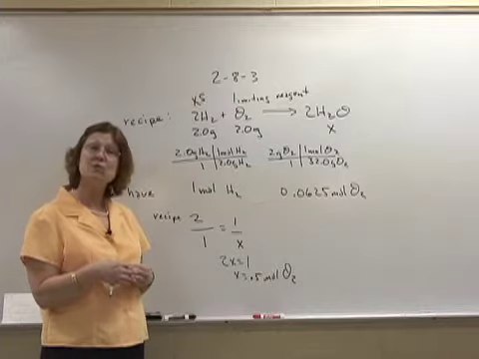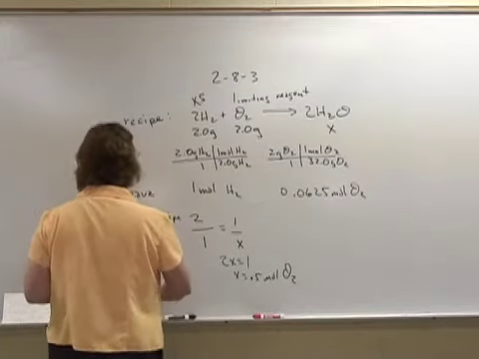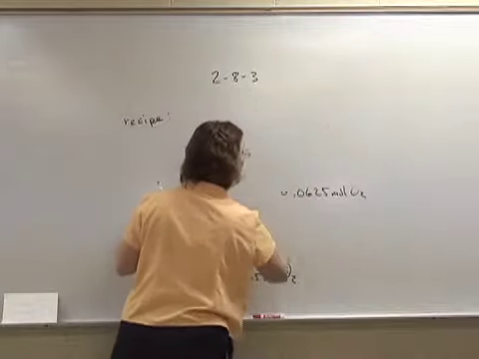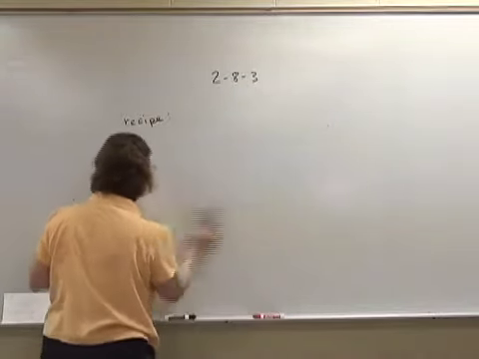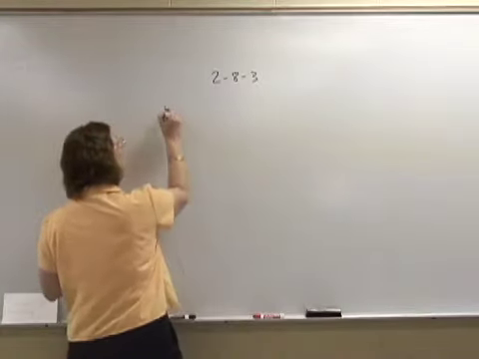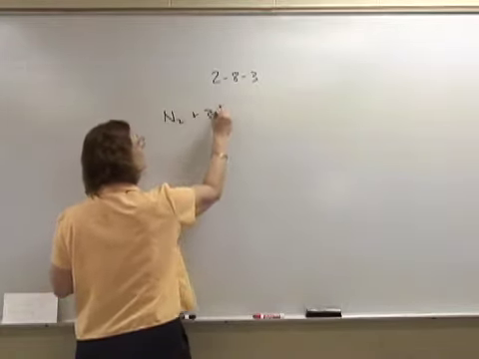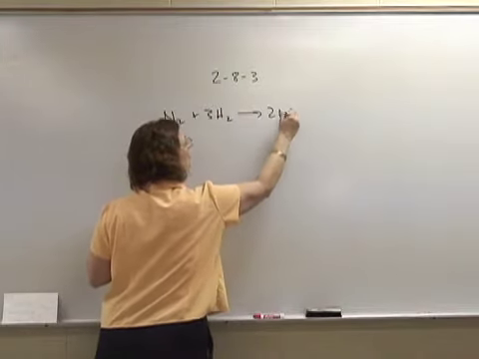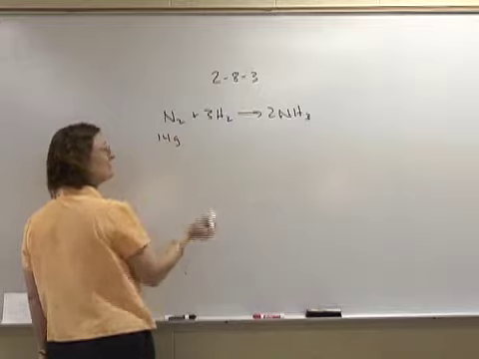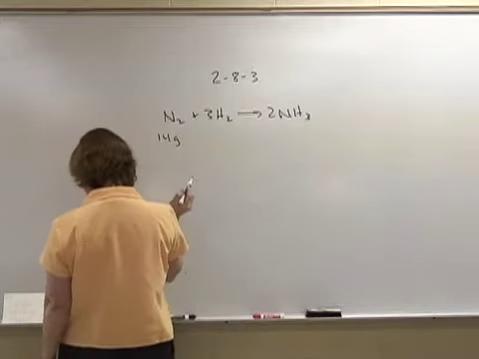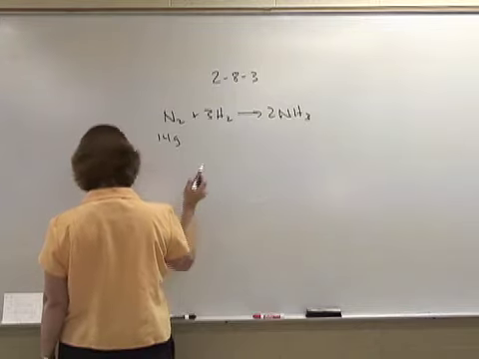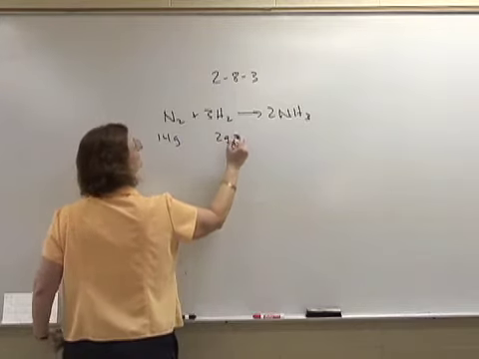Now I'm going to give you one more example. In this example, we're going to have ammonia. We are going to produce ammonia from its elements. So nitrogen plus 3 hydrogens gives me 2 ammonias. Now I have 14 grams of the nitrogen, and I have 2 grams of my hydrogen.